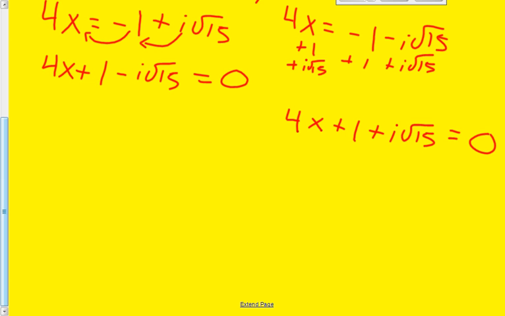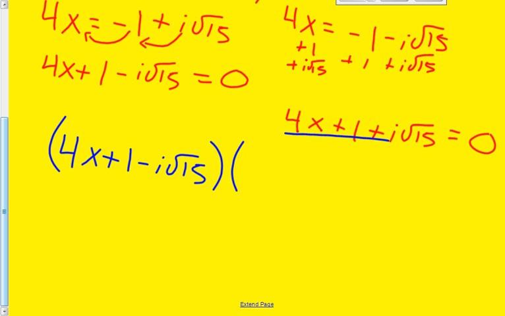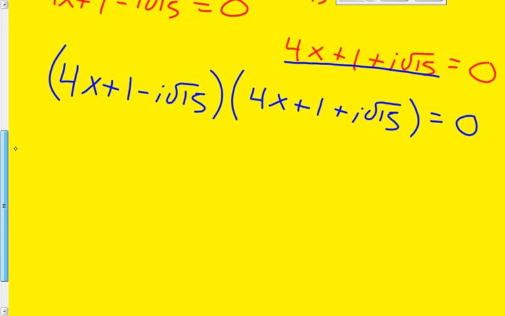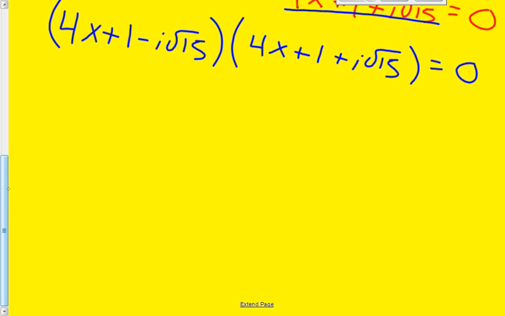Whew! We got two nasty trinomials. Let's multiply them by each other, and let's see if something very, very ugly can turn very, very beautiful. It's the story of an ugly duckling. 4x plus 1 minus i square root 15 multiplied by 4x plus 1 plus i square root 15. Class, these are complex conjugates. So we know all the i's will cancel out, and the radicals will cancel out if we multiply correctly. That's a great check as you're doing your homework, your test, your accelerated math.